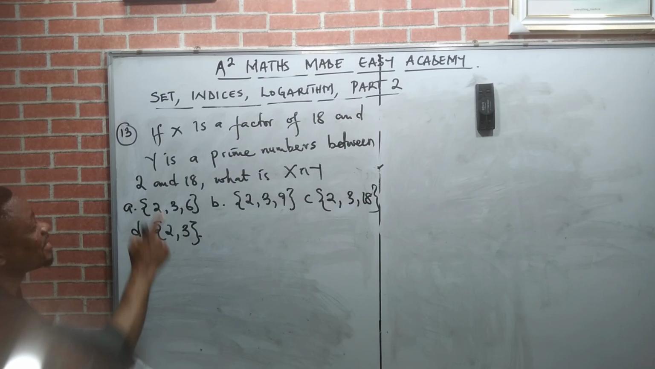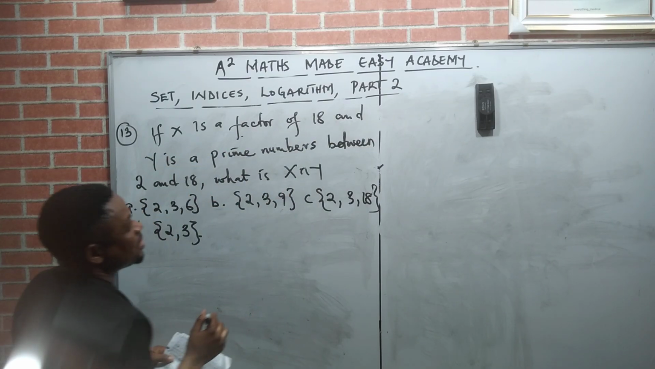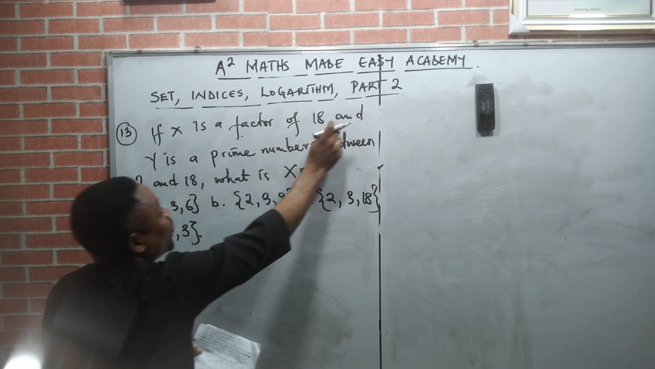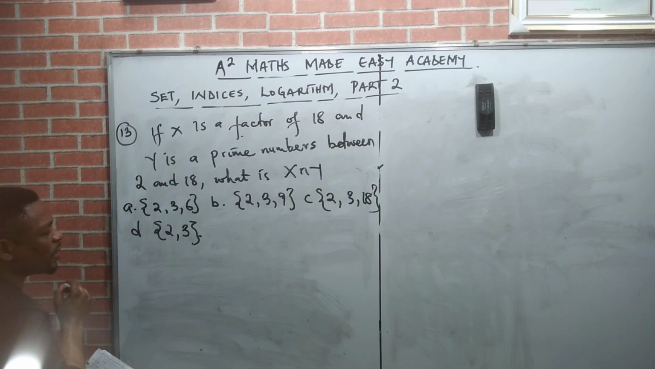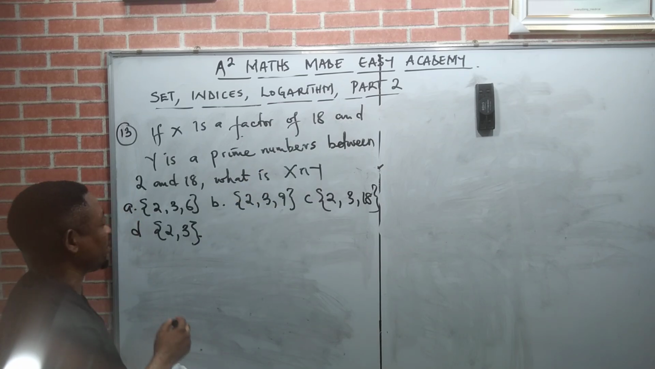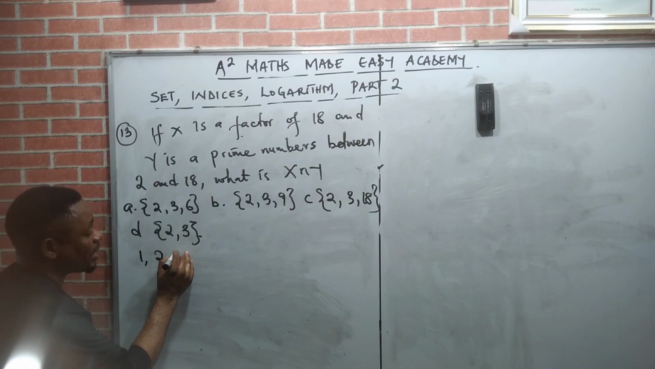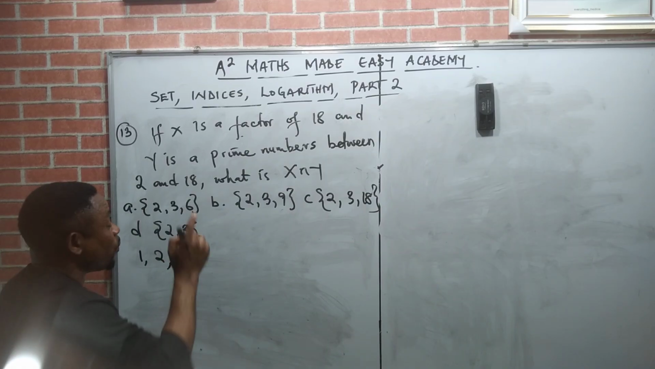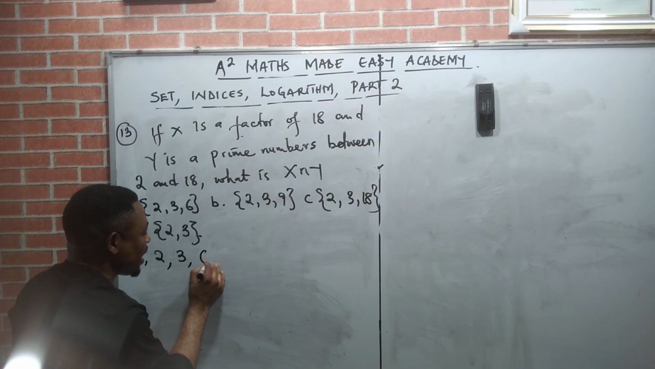Remember the question says, if x is a factor of 18. Now the question is, what are the factors of 18? It means those numbers that can divide 18 without a remainder. I want you to observe that 1 can divide, 2 can divide. Are you with me now? Then can 3 divide 18? Yes, 3 can divide. But 4 cannot divide. Can 5 divide? No. Can 6 divide? Yes, 6 can go.